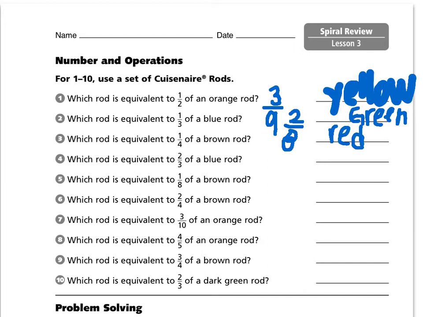Which rod is equivalent to 2/3 of the blue rod? Well, I know that 1/3 was 3/9, so 2/3 would be 6/9. The 6th rod is going to be the dark green.